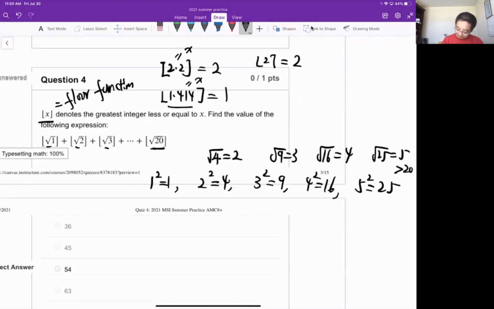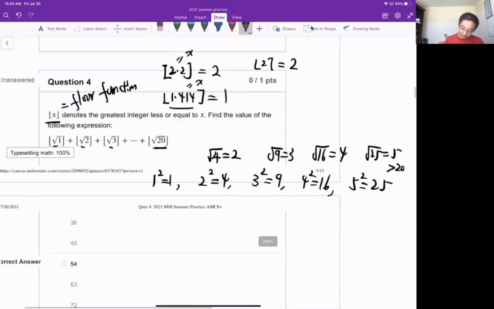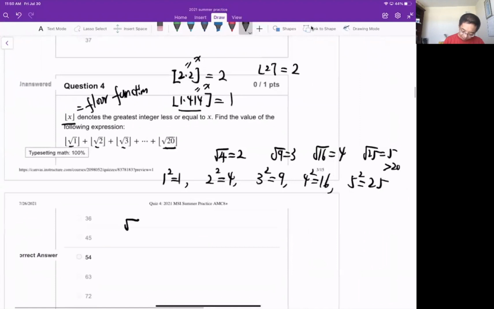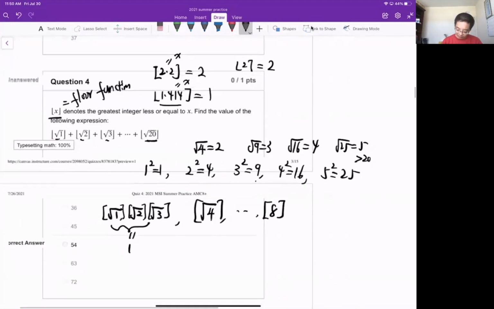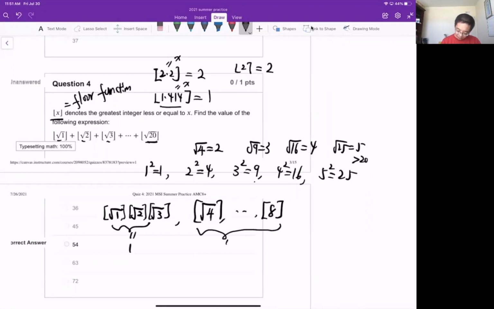Okay, and this tells us, if we just look at the integer part, if we start from the square root of 1 and the square root of 2 and square root of 3, looking at the integer part, the floor function, they're all equal to 1, because they're all less than 2. And then if we start from square root of 4 all the way to square root of 8, because square root of 9 is 3, each of them is less than 3 but no less than 2, so each of them is 2.